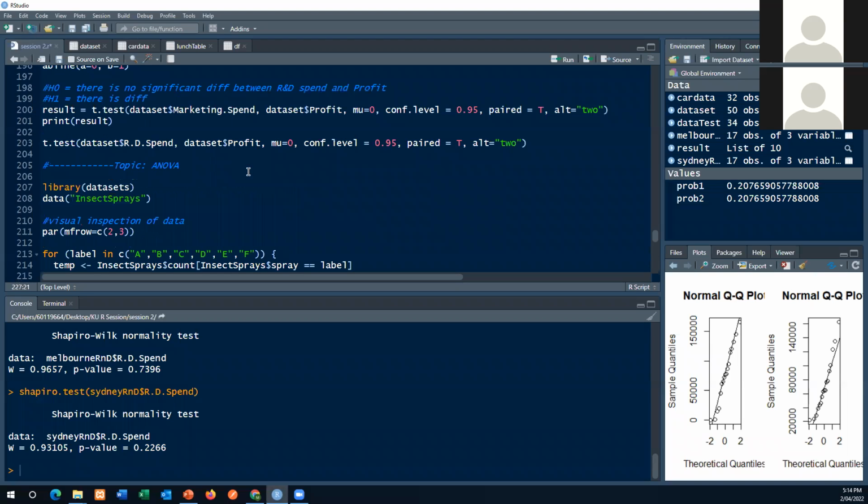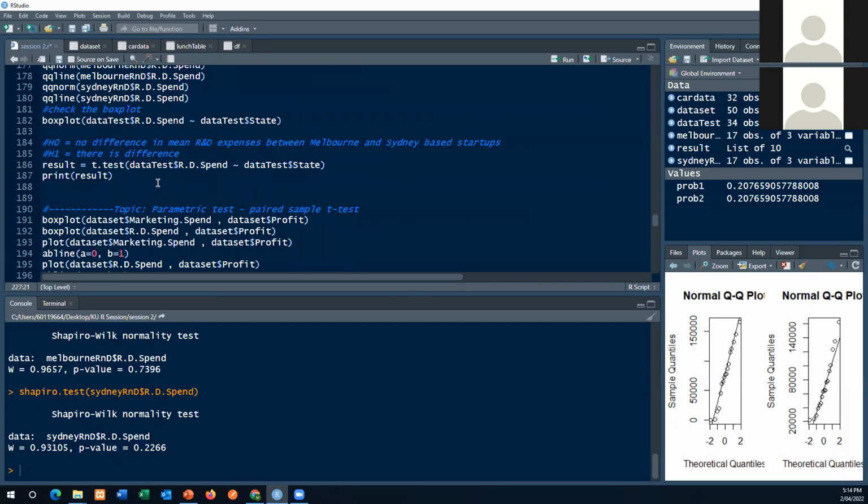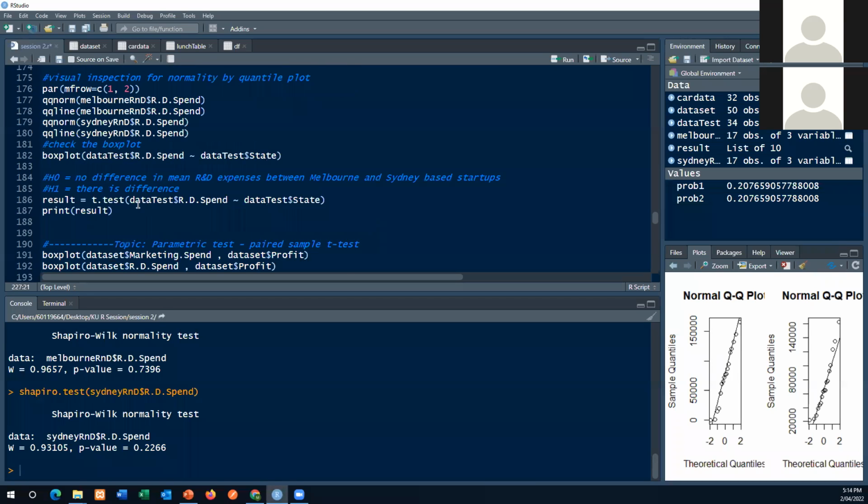We are here. So now the same t-test, but it is a two sample independent t-test. The way we do that, we put the value and the second value with a tilde sign. It's a kind of a formula. So if you write this, this is the way we can do it.